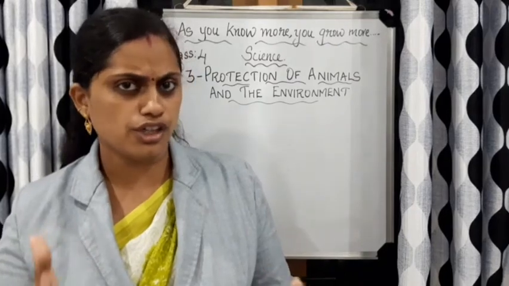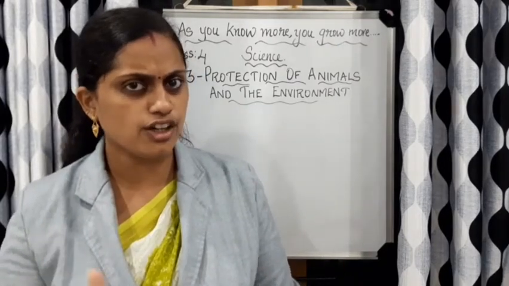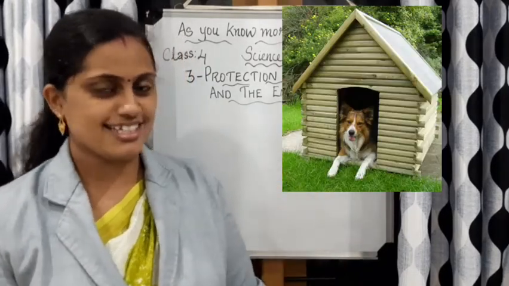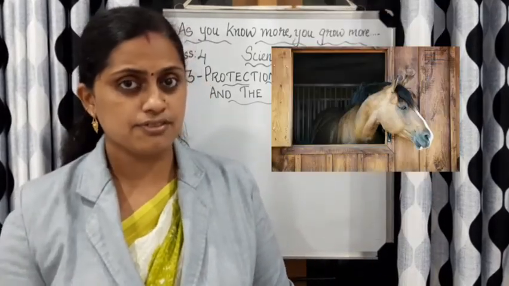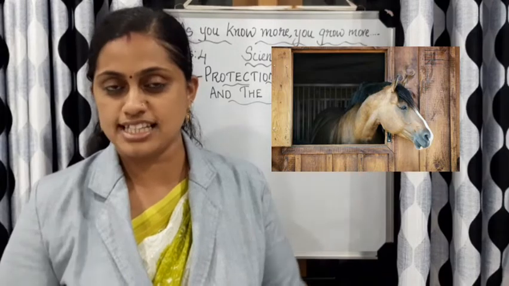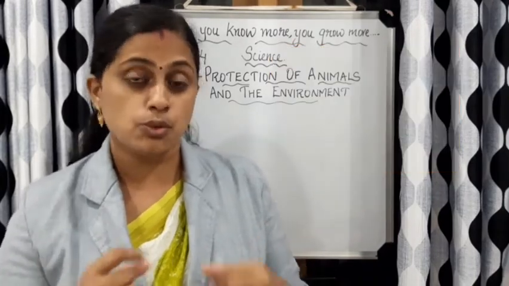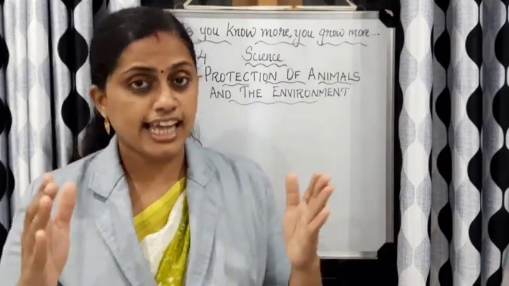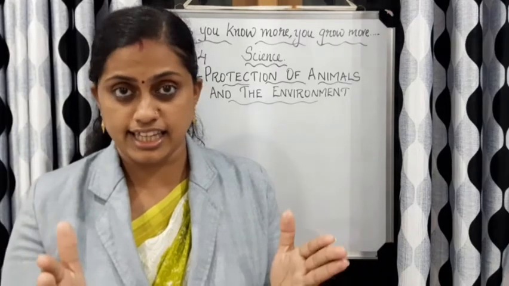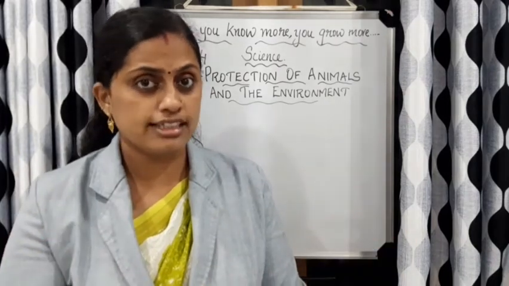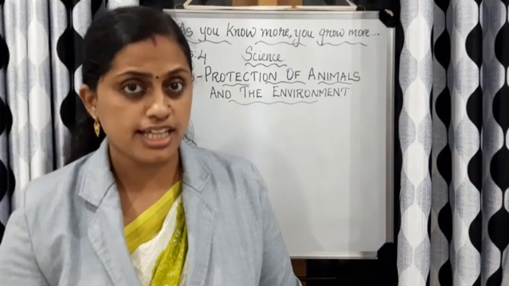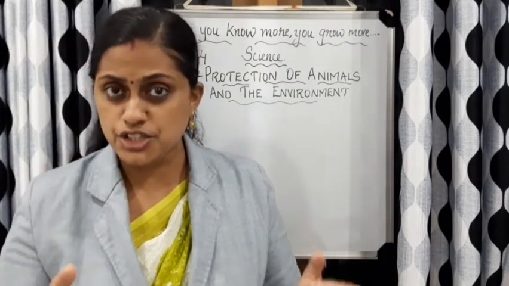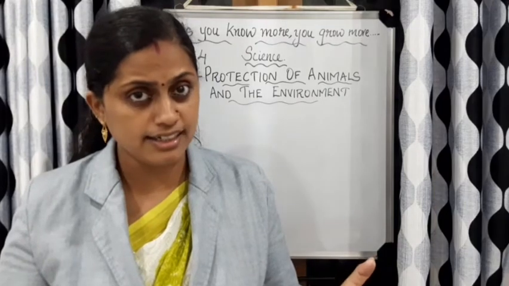So where do dogs live? What is the house of a dog called? Yes, it is a kennel. Where do horses live? Yes, horses could be seen in a stable. So we need to ensure that they have enough space in their houses. Not only that, many of you have pet animals in your houses. Are you taking care of them? Are you ensuring that they have a proper place to live in?